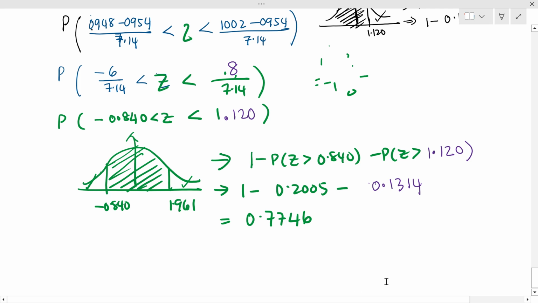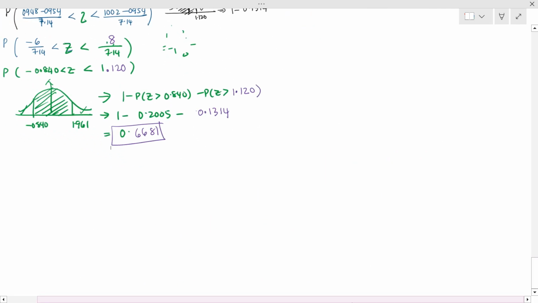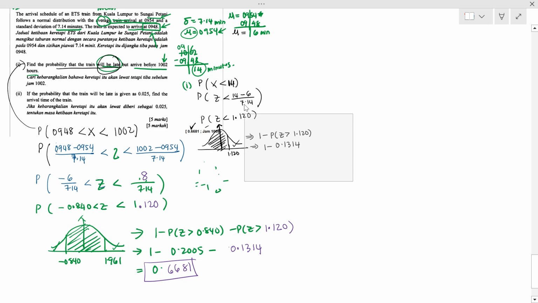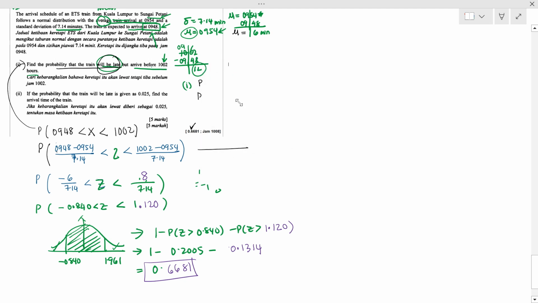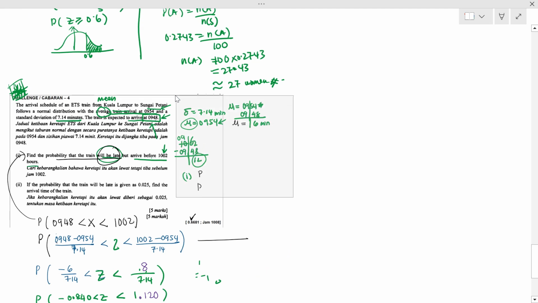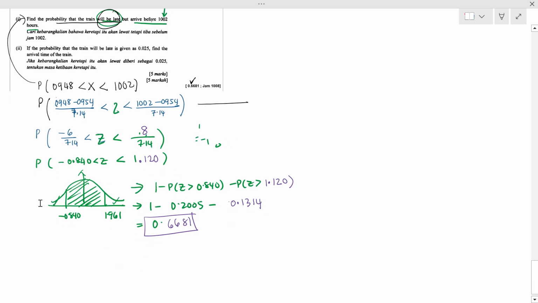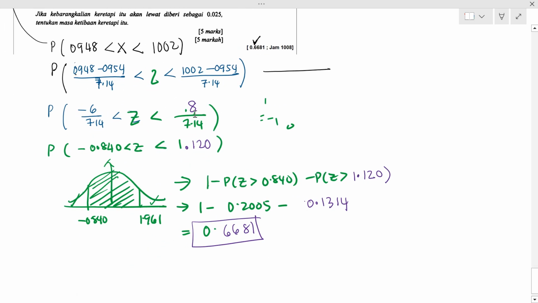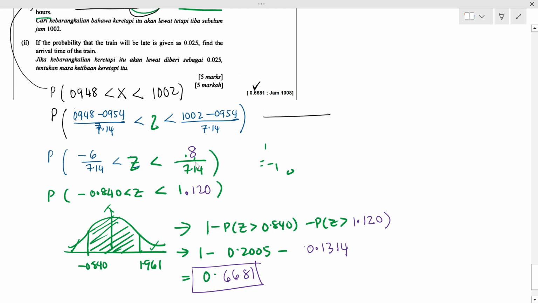There it is. 0.6681. There. Finally we got it. Please, this one all just forget it. Okay, use this working. Only one mistake, I did not convert the minutes properly. Yes, we did it.